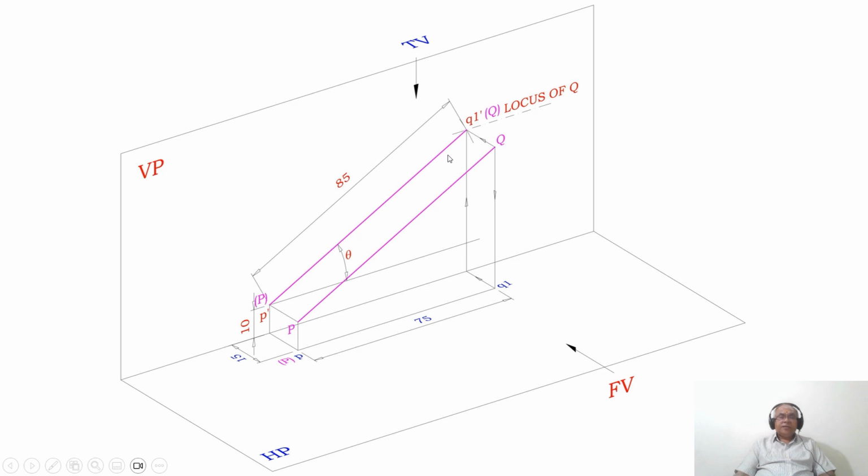So that means this image is also in true length, because its corresponding top view, small pq, is parallel to the XY line in the top view. So you are looking from the top view, therefore that line image is going to fall here. So this line is going to be the true length line, which is 85 mm.